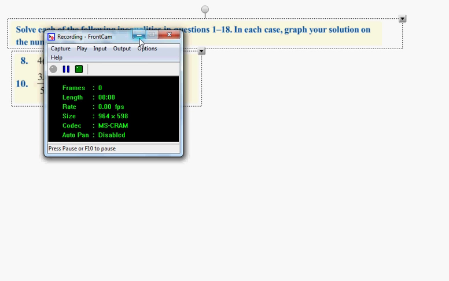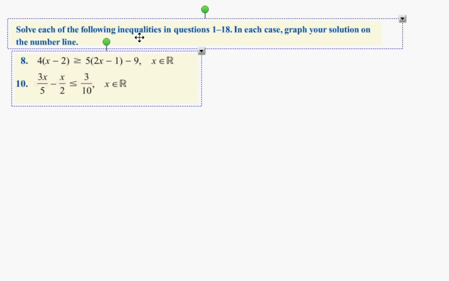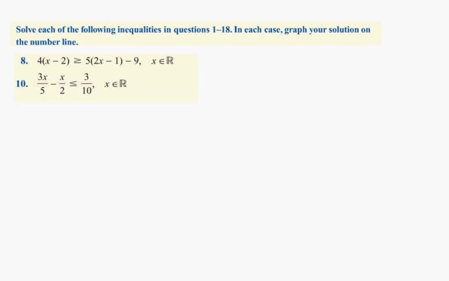There we are. Okay guys, we're up and running, alright? So, these are what are called inequalities, and the two things I want you to remember about inequalities is this.